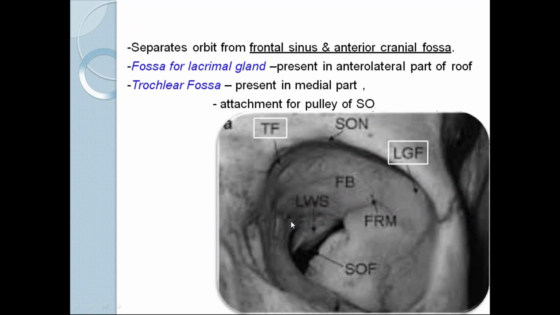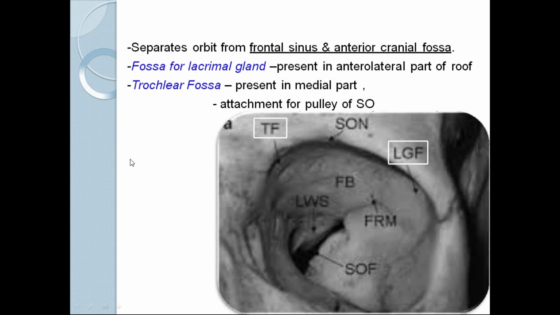Now coming to the various notches and fossae. This roof separates the frontal sinus and the anterior cranial fossa. In the superolateral part of the orbit, for example, this is a picture of, which one? It is a left bony orbit. Why? Because you have to look at this particular lacrimal bone. Identify this lacrimal bone and these notches. If they are medial, then you know that depending upon the orientation, this is a left bony orbit.